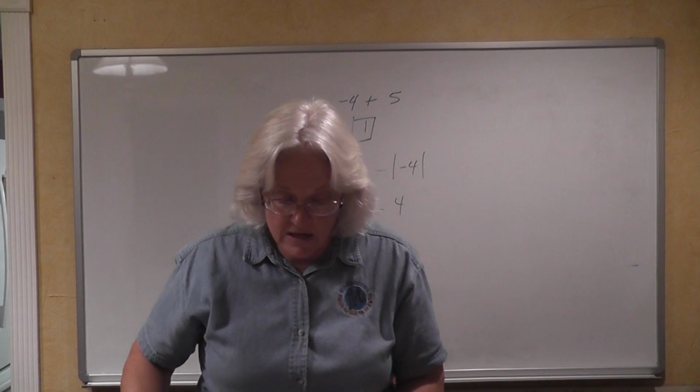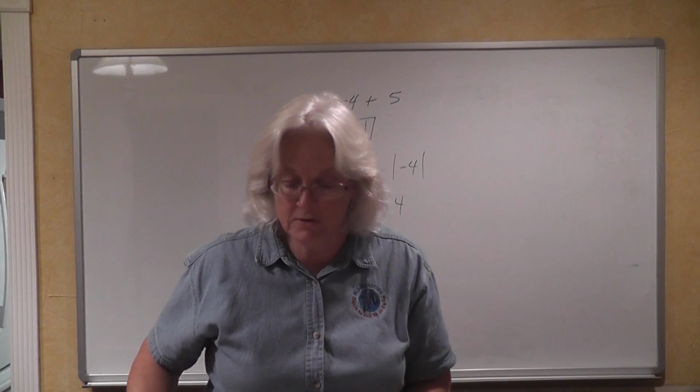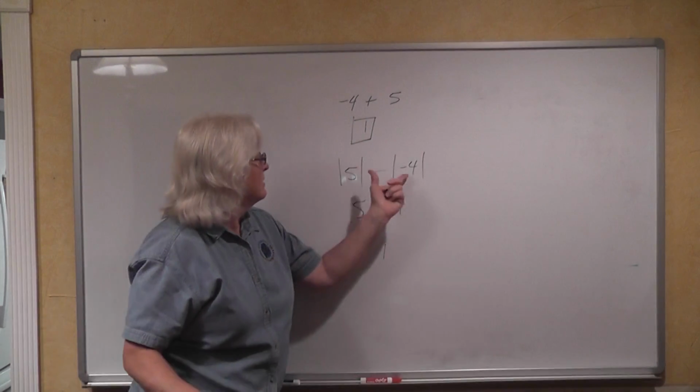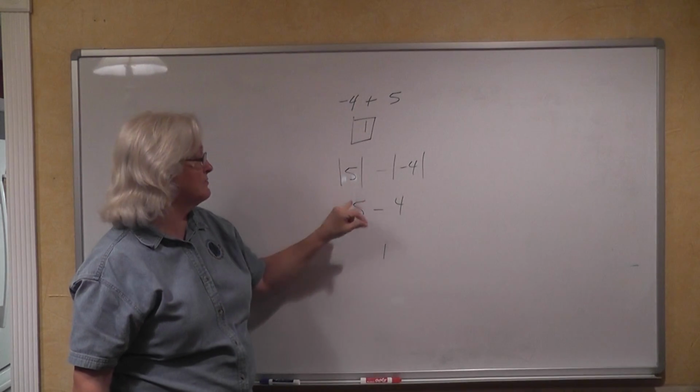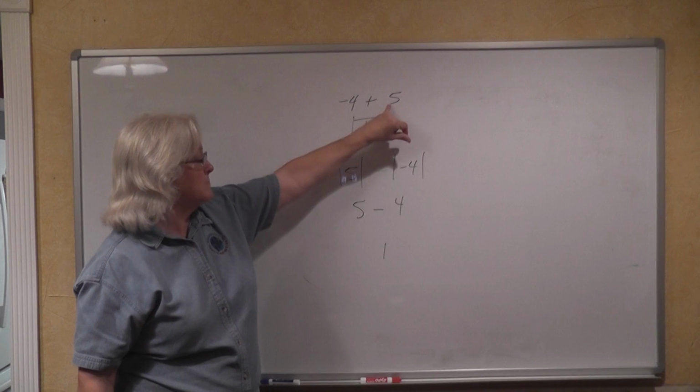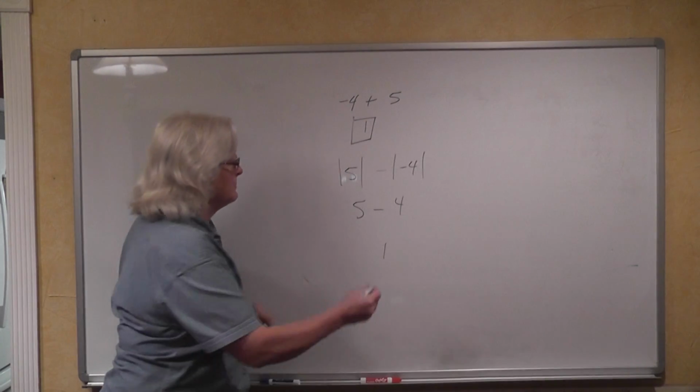The second part says, write the sign of the integer with the greater absolute value in the sum. This is the integer that has the greater absolute value. It's 5. That's positive, and that's how we end up with a positive 1.